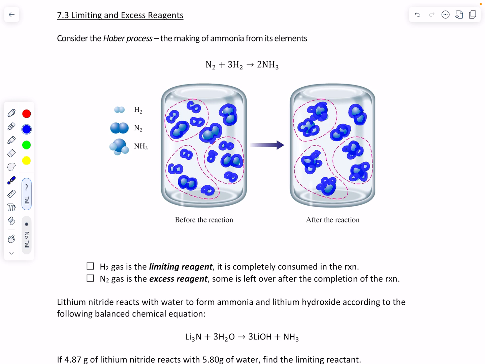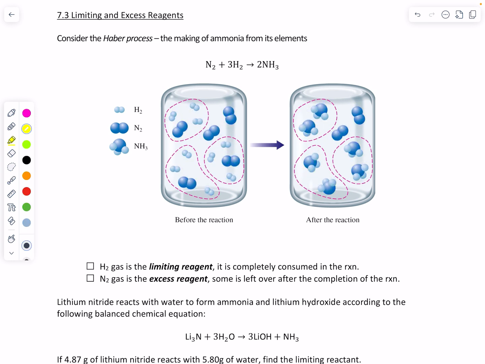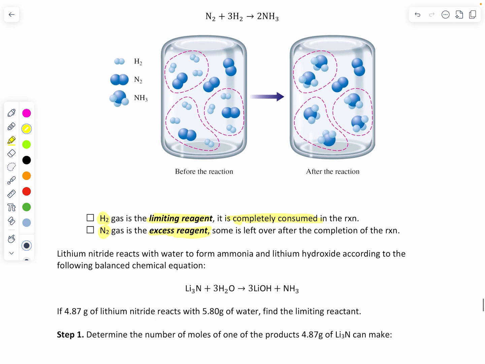So what we required and what limited the amount of reaction is called the limiting reagent. And H2 gas is the limiting reagent, and it's completely consumed in the reaction. Whereas N2 gas is the excess reagent, and some is left over after the completion of the reaction.